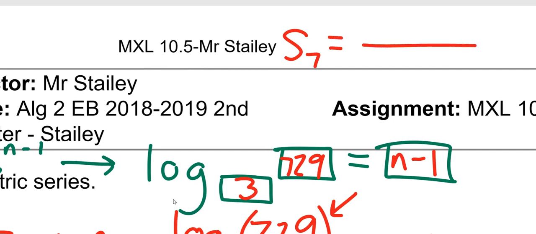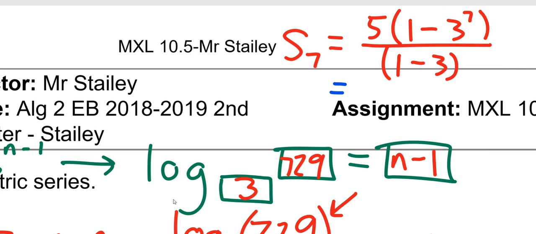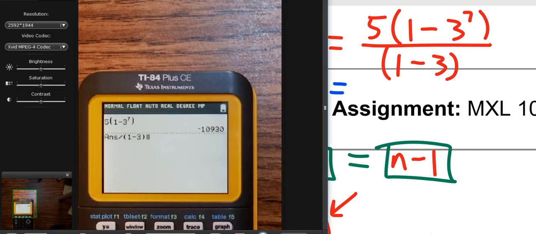We want the sum of the 7 terms. What's the first term? 5. Okay. And we know that the multiplier was 3 to the 7th power over 1 minus 3. Find me the sum. I think you're right, yes. Ooh, there's no 0.5 in it. Did yours look like something like this? You took 5 times 1 minus 3 to the 7th, you got the negative 10,930.